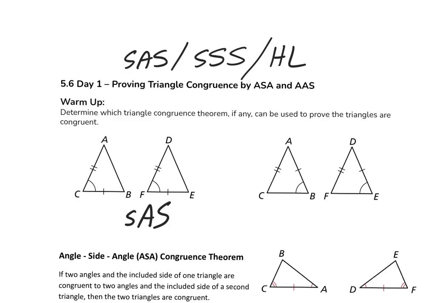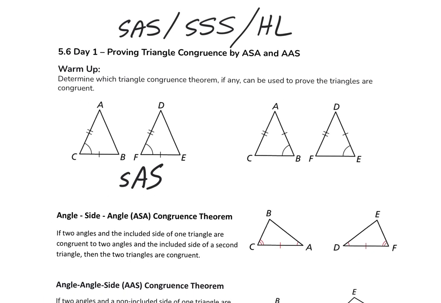I can't do side, side, side because I would need the third side. We don't know the third side. Why could I not use the HL theorem? It's not 90 degrees. You've got to have a 90-degree angle, okay? So the only one that would work would be side, angle, side. There are some that might be more than one, and so there might be some where you could do more than one theorem. But this one, side, angle, side, is the only thing that works.